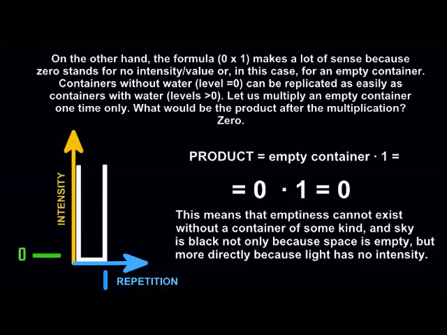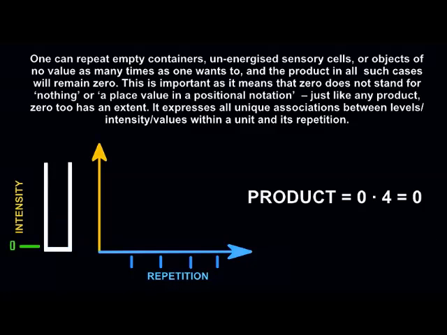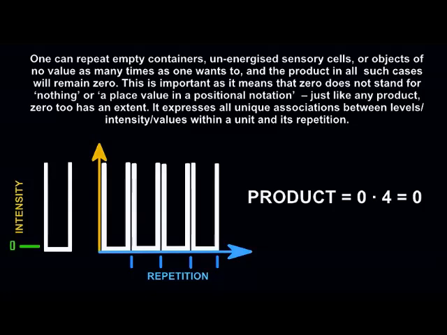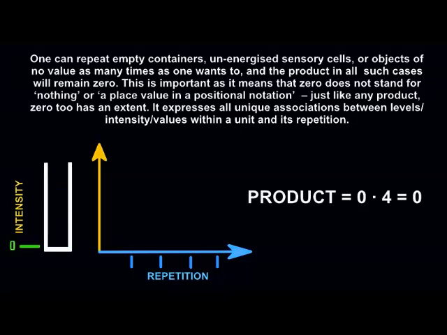This means that emptiness cannot exist without a container of some kind, and the sky is black not only because space is empty, but more directly because light has no intensity. One can repeat empty containers, unenergized sensory cells, or objects of no value as many times as one wants to, and the product in all such cases will remain 0.